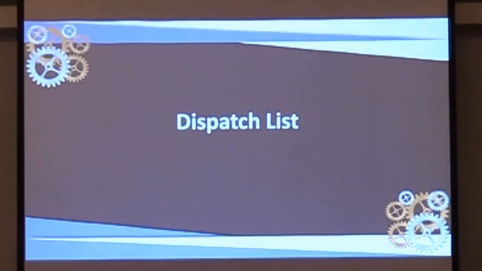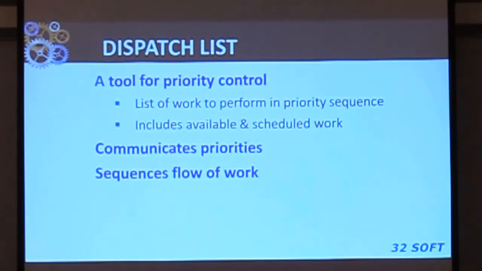So, how do you do that? You do it with the dispatch list. A dispatch list is a list for priority control. It's a list of the work orders to be done in priority sequence. It includes available and scheduled work.